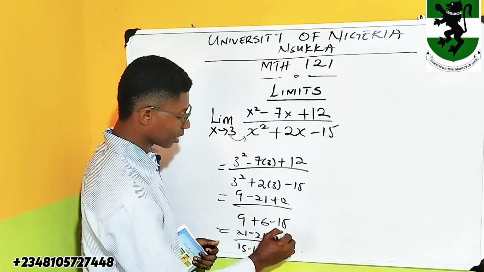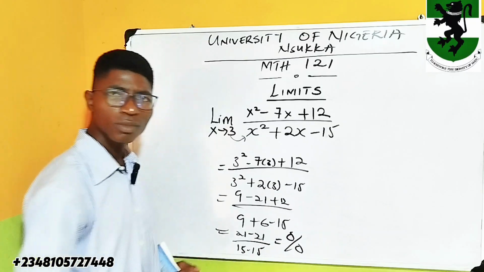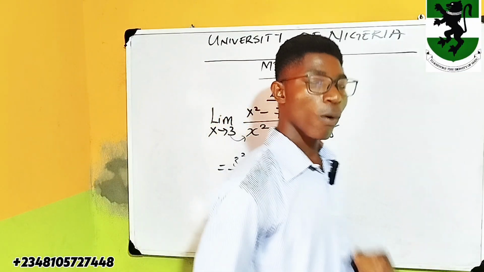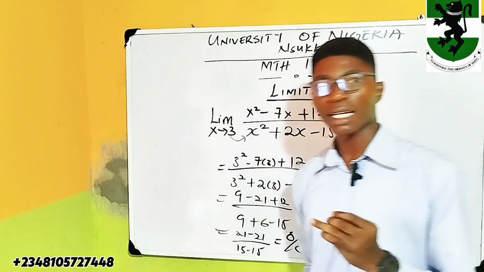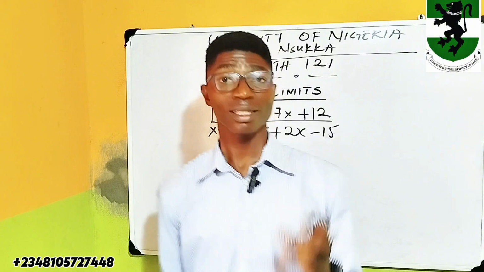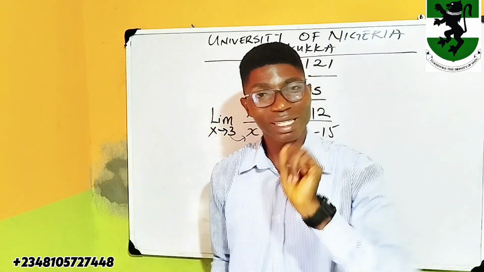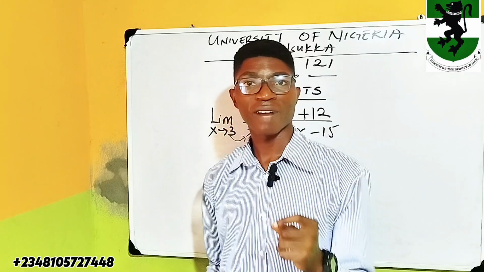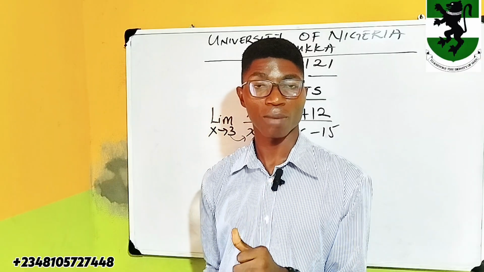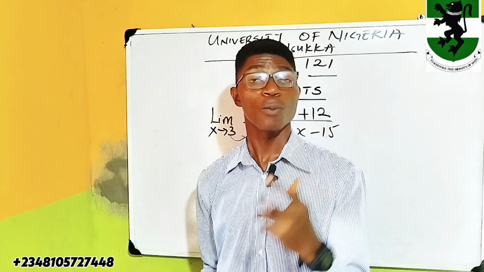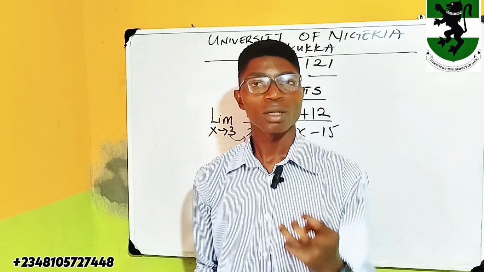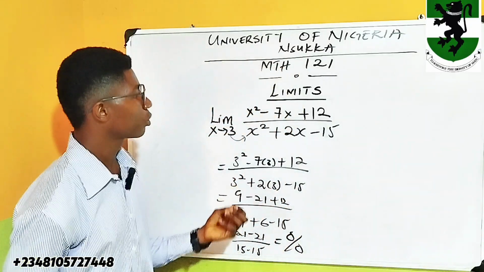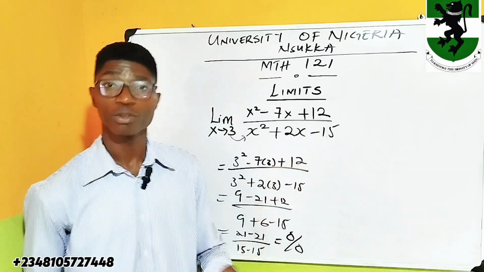You observe that we have 0 over 0 after the method of direct substitution. When you observe that your answer is 0 over 0, which is indeterminate, that is not the actual solution of your limit question. I'm going to devise another means of solving the same problem by the use of L'Hopital's rule or by the method of factorization. So, in order to solve this quickly, let's make use of L'Hopital's rule.